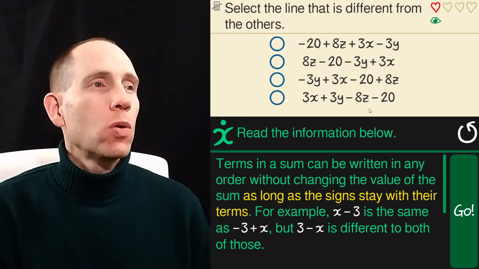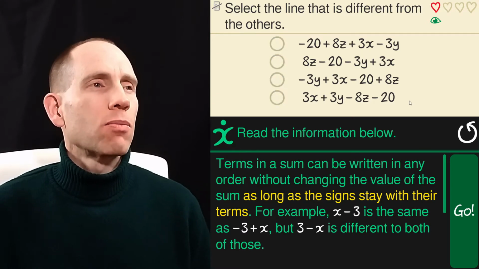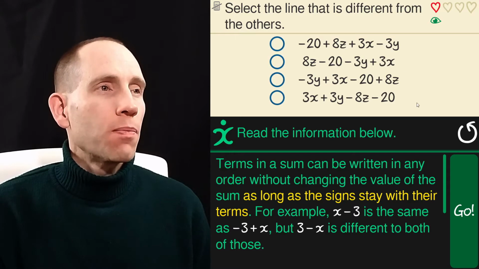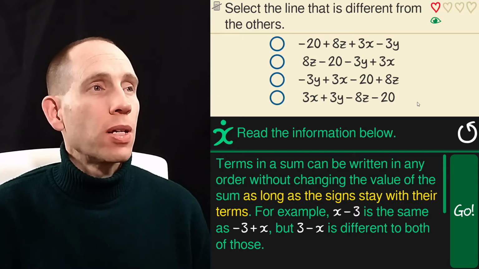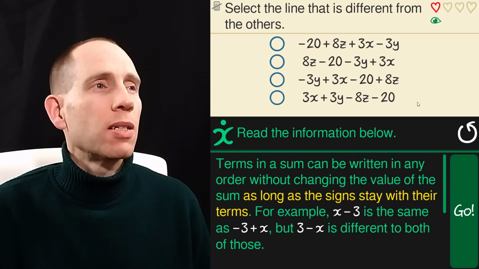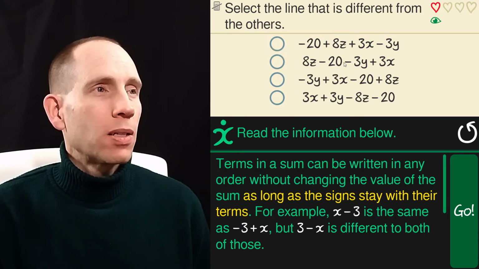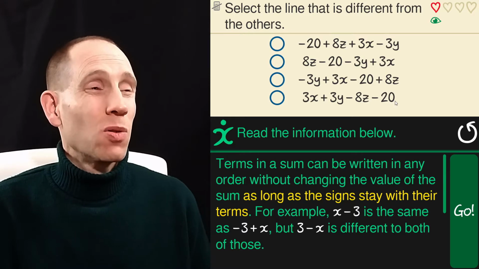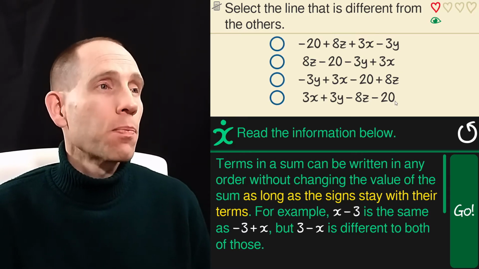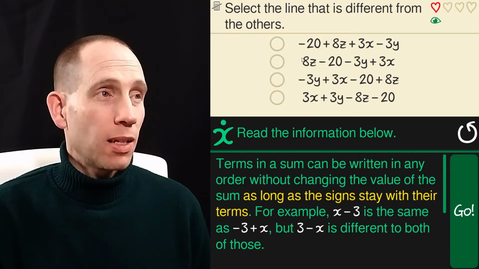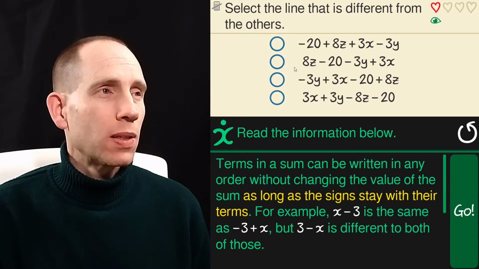So I've got four sums here that look kind of similar. They've all got similar looking terms in them, but one of them is an odd one out, and the other three are all the same as each other, just with the terms in a different order. So if I look at all of these, I can see a minus 20, minus 20, minus 20, minus 20. They've all got the same minus 20 term. Now let's look at the plus 8z. This one's still a plus 8z, even though it's got an invisible plus sign.